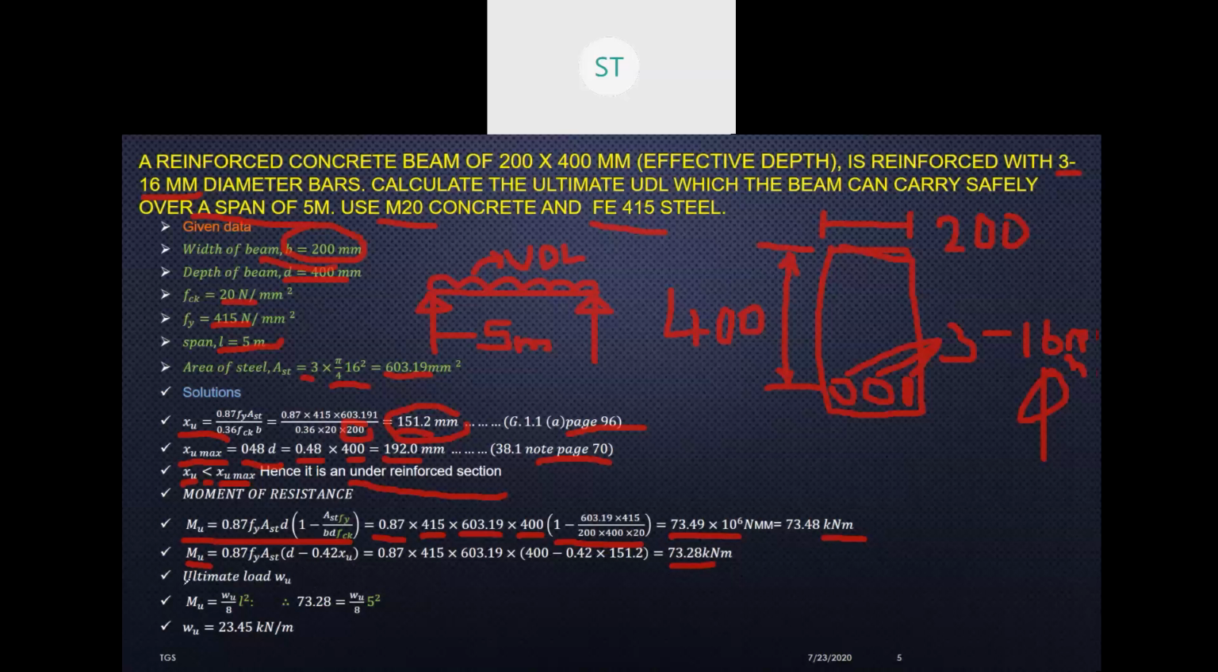Then find the ultimate load. This is the maximum ultimate moment of resistance. So Mu is equal to W L square by 8, as this is a simply supported beam with a UDL, where Wu is the ultimate load. So Mu is equal to this value, equal to Wu into 5 squared divided by 8, the span being 5 meter. So solving, Wu is equal to 23.45 kilonewton per meter.